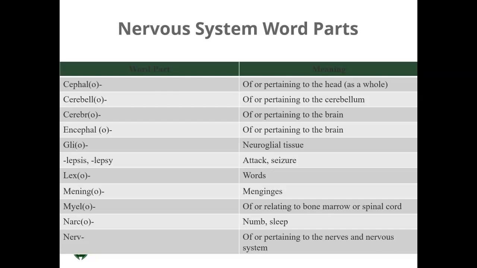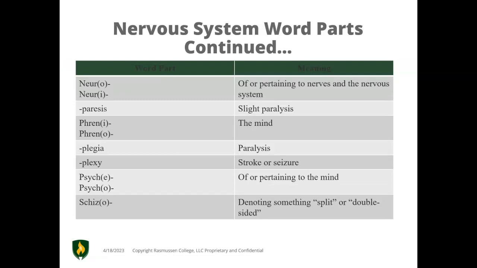Word part lexo is referring to words, typically spoken words. Meningo is your meninges. Myelo is pertaining to bone marrow or the spinal cord, and we've talked about that one before. Narco is numb or sleeping. And neuro is pertaining to the nerves of the nervous system. We also have, again, neuro or nervo or nervi, pertaining to nerves or the nervous system. The suffix paresis is discussing a slight paralysis.